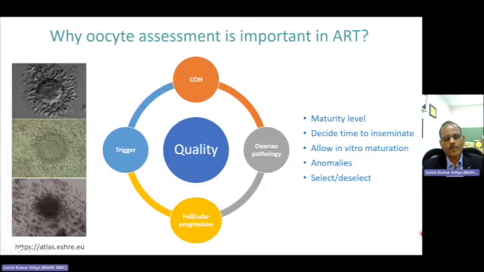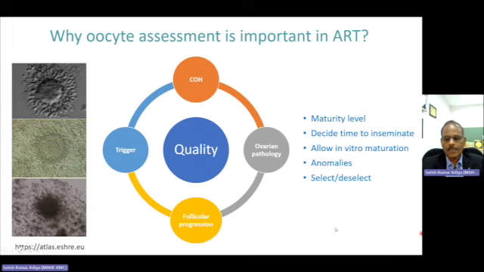Why is oocyte assessment important in ART? The quality of the oocyte is influenced by several factors. Normally, controlled ovarian stimulation recruits both good and poor quality follicles. Multiple follicles are being stimulated. They may contain good quality as well as poor quality oocytes. Also, the development of the follicles during the stimulation process may not be synchronous. Apart from this, ovarian pathology will also affect oocyte quality. Consequently, the embryologists have to deal with oocytes of different qualities.